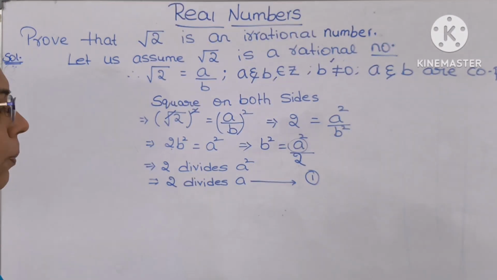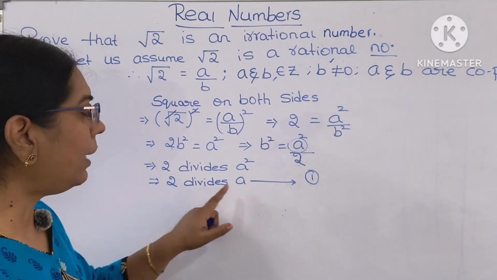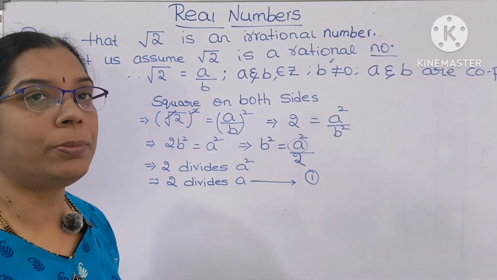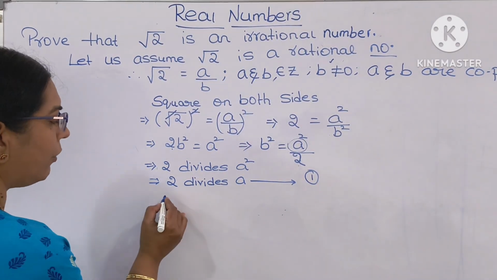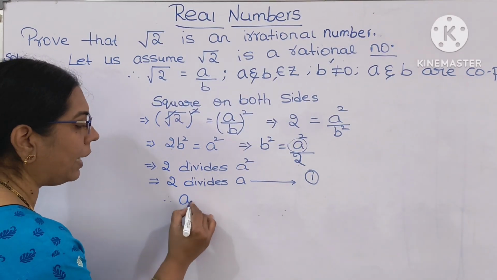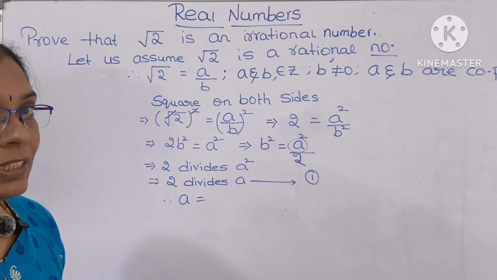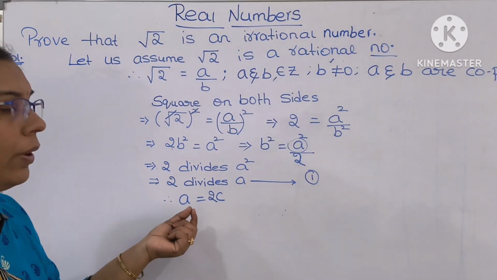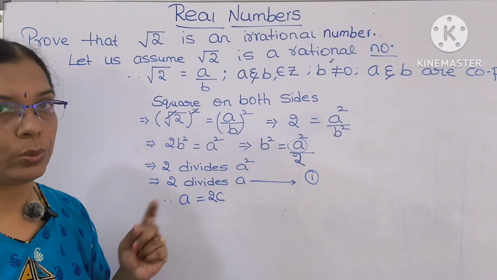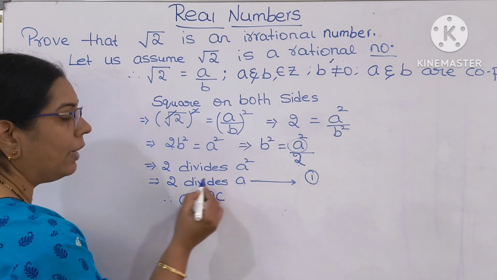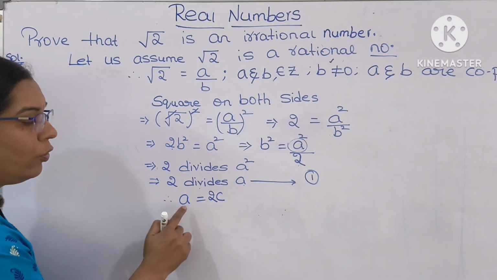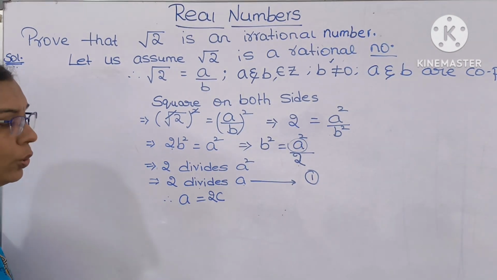Write it down. Suppose, now what is that I am saying? A is a number which is divisible by 2. Therefore, how can we rewrite a? So, a can be written as 2c. Why did I write like this? Because I know a is divisible by 2, which means a is equal to 2c.